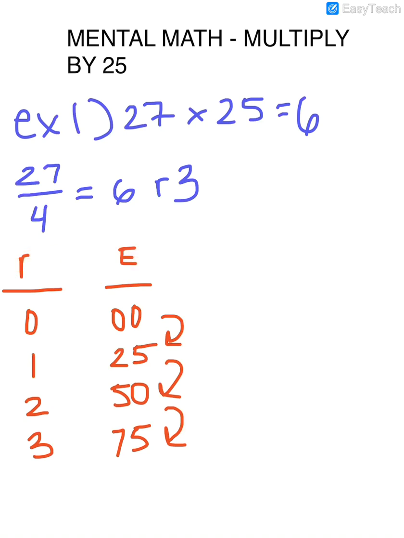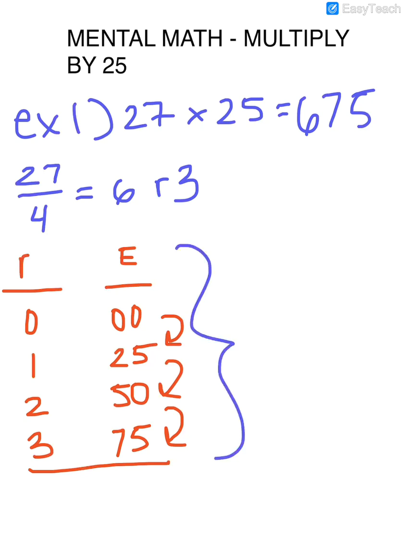Just based off of this, we're going to go ahead and solve the rest. So there's a remainder of 3, meaning 75 at the end. So our answer is 675. It's really as simple as that. As long as you can remember this, you can solve any question that is asking you to multiply by 25. So I'm going to go ahead to another question, or another example.